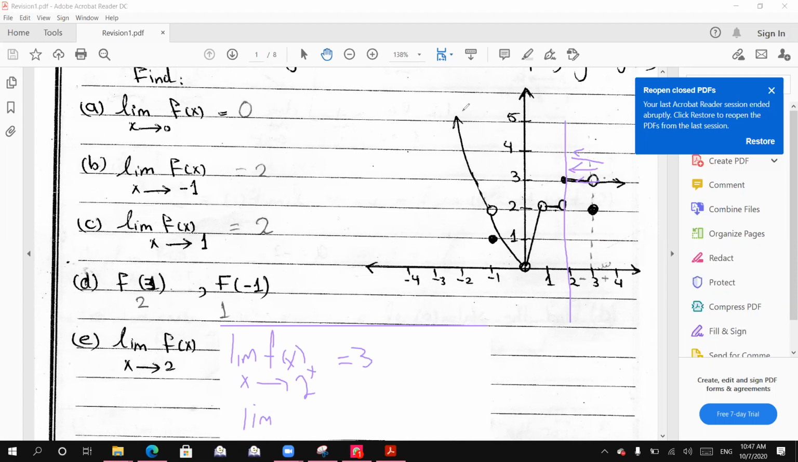And limit f of x when x approaches 2 from the left now. Look at 2 from the left. It's 2. Thank you. Now, does the limit exist? No, it doesn't exist. So I can say that the limit of f of x when x approaches 2 does not exist.